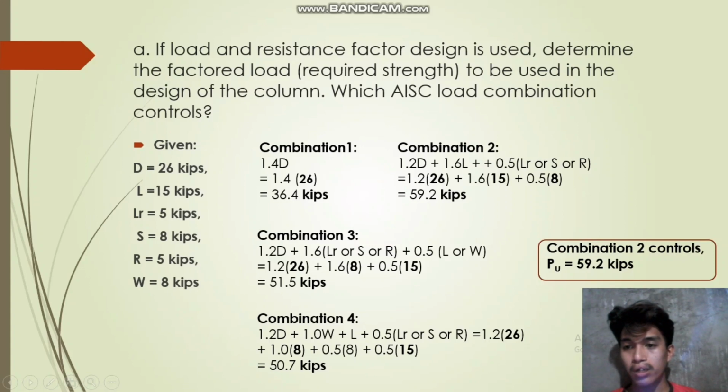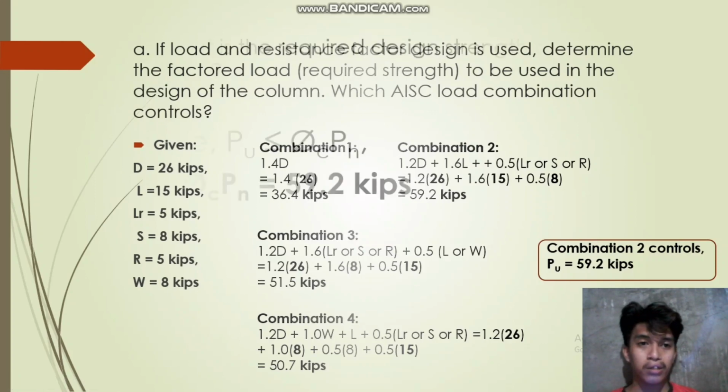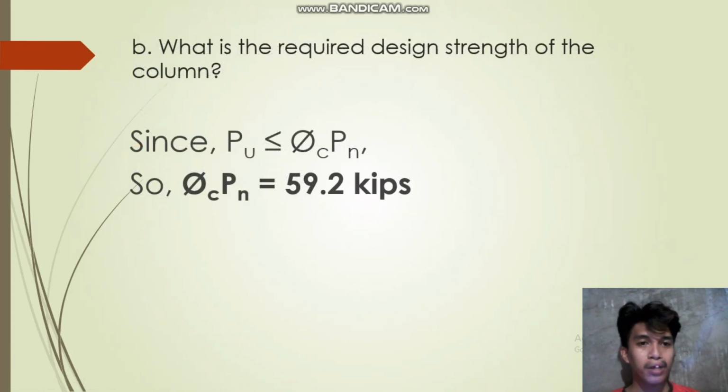Combination 2 controls. PU is equal to 59.2 kips. Next, B. What is the required design strength of the column? Since PU is less than or equal to theta C Pn, theta C Pn is equal to 59.2 kips.